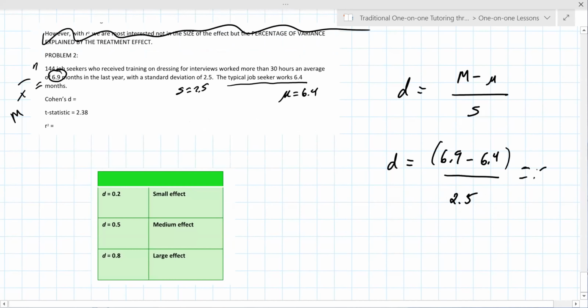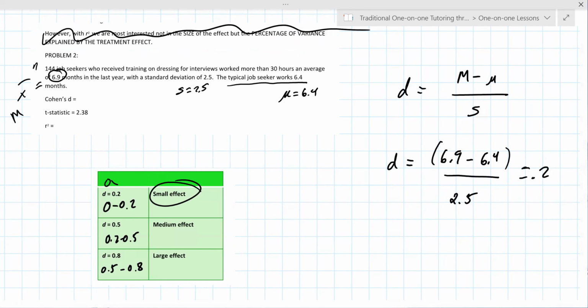0.2. Okay, so it's like from 0 to 0.2 is, actually I don't know how this is. We'll just say it's 0 to 0.2 is considered small. 0.2 to 0.5 is medium. 0.5 to 0.8 is large. It could be 0.8 and above. I don't know. This isn't actually a very good chart, but you'd say that it has a small effect size. That's the chart. That's the same chart she gave us.